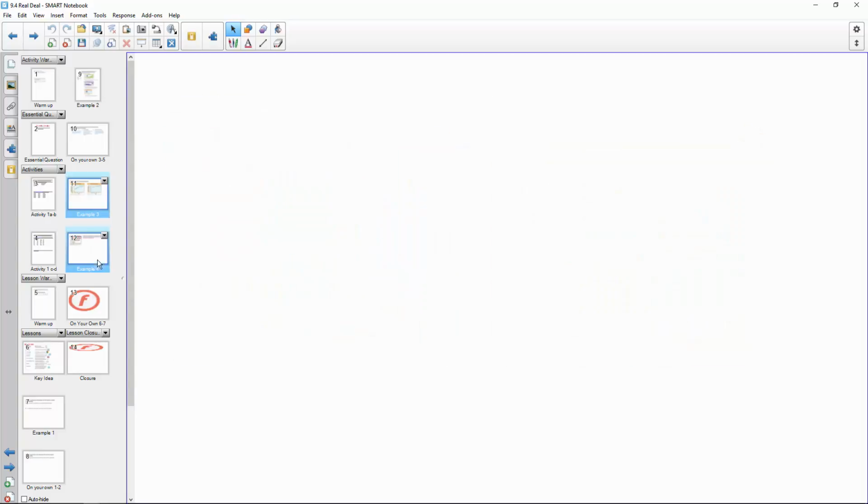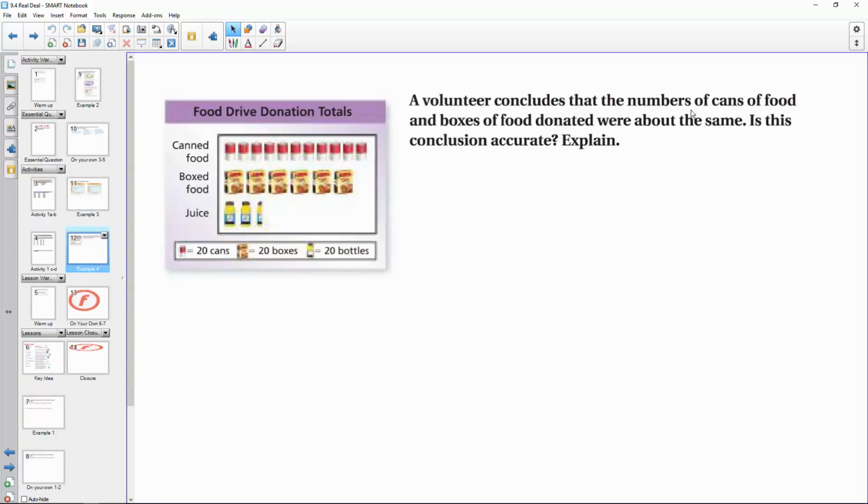So it's misleading. This one here, a volunteer concludes that the number of cans of food and boxes of food donated were about the same. Is this conclusion accurate? Well, if you look here, here's the canned food, here's the box food. Although they go about the same distance across, it's not really true. I mean, these are just wider, right? So I have 1, 2, 3, 4, 5, 6, 7, 8, 9, 10, 11. So it's like 220. And here I have 1, 2, 3, 4, 5, 6. So that's 120. So there's 100 more here, even though they're just narrower. So it is not accurate.